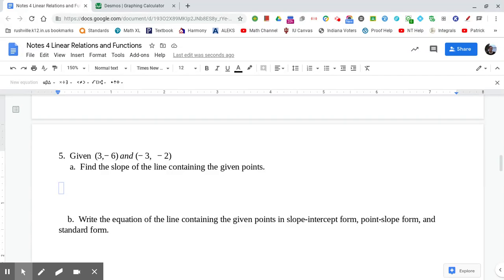So now we're going to cover one example that's going to cover several topics dealing with linear equations. All I'm going to do is give you 2 points. Here are the 2 points: (3, -6) and (-3, -2). Now, feel free to work through a problem like this, especially if it was on a quiz or a test, in any order that you'd like.